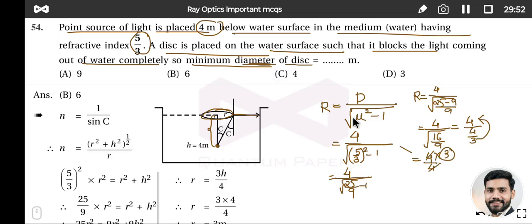But we want diameter. So radius is 3. In that case, diameter is nothing but 6. Diameter is double of radius, 2 times r. So 2 times 3, which is nothing but 6. So the correct answer is 6 for this question. Look at the next question.